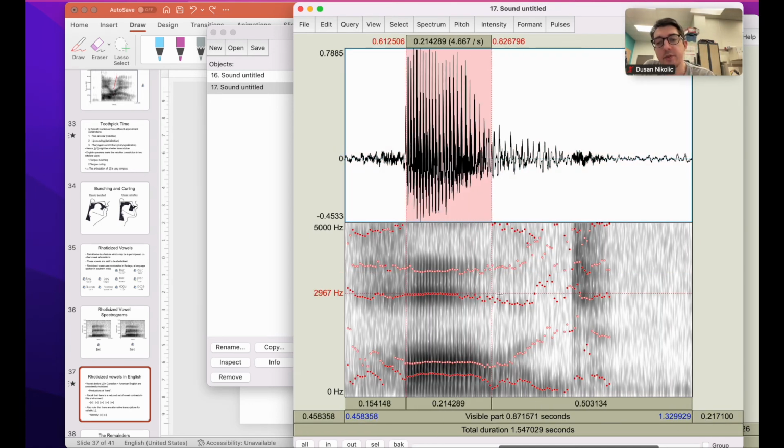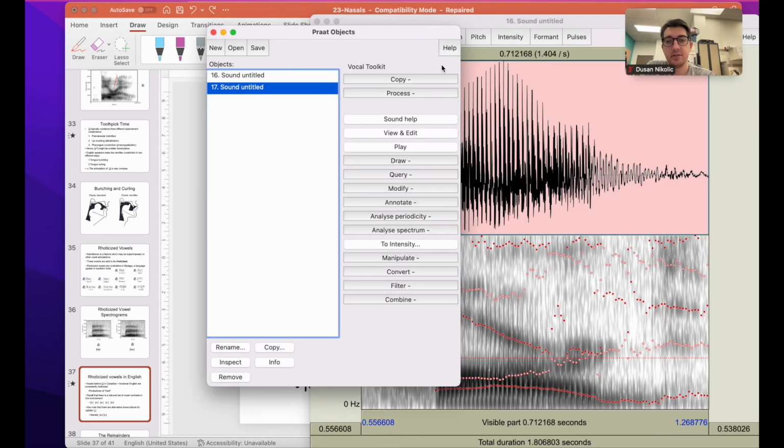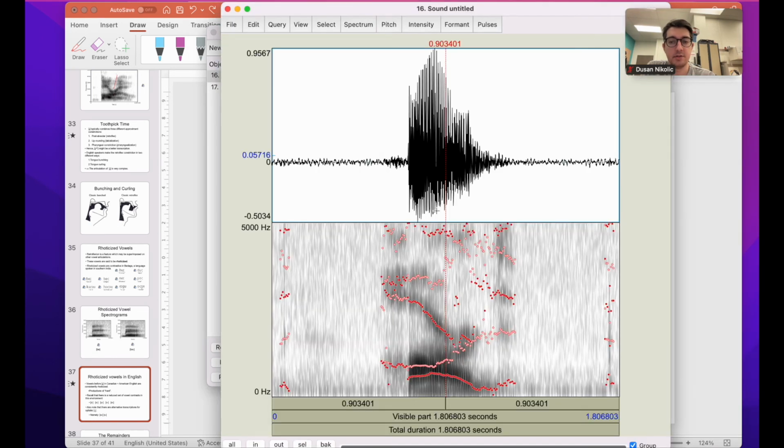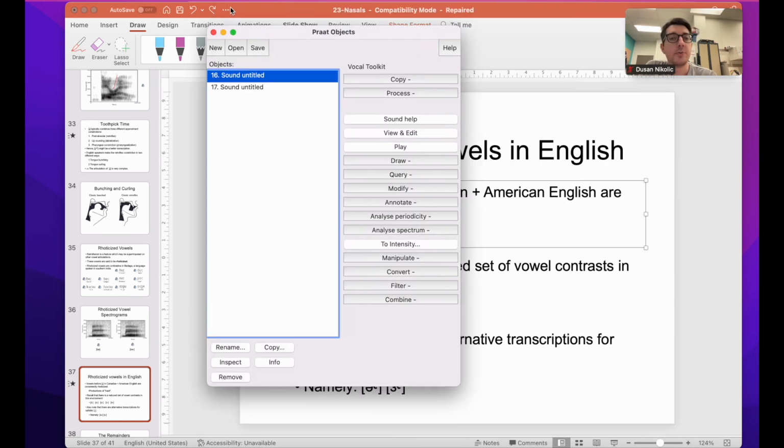right, where F3 is remaining steady. "Hard." And "hard," right. Okay.